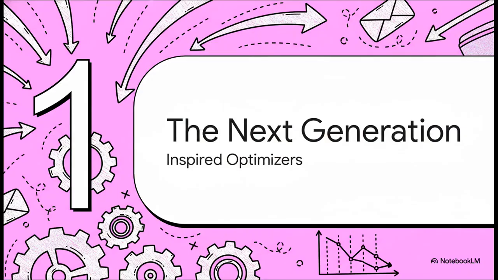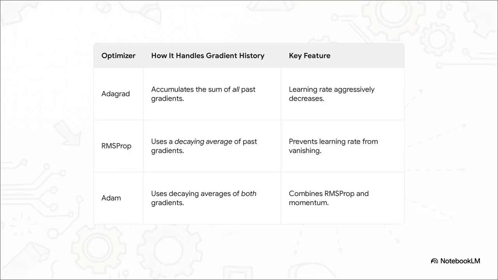But here's the really cool part of the story. Adagrad's brilliant idea, these adaptive learning rates, was just too good to throw away. In fact, its biggest weaknesses are exactly what inspired a whole new generation of optimizers that took its core concept and fixed its biggest problems. You can see the whole evolution right here.